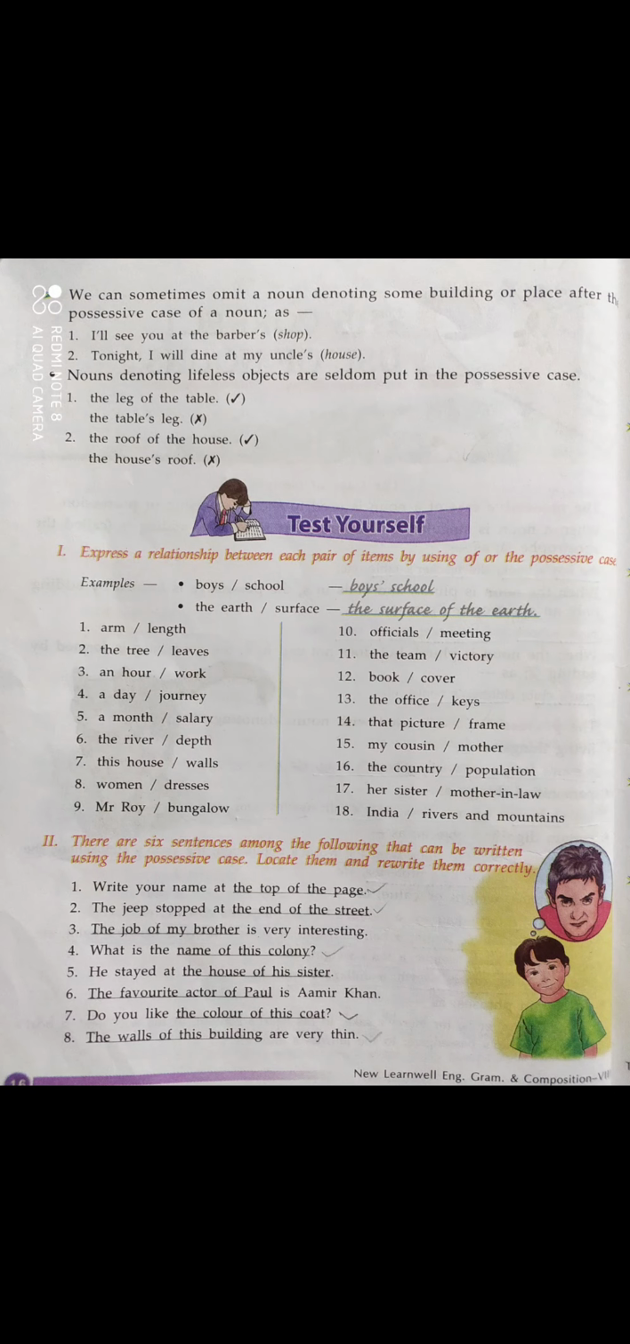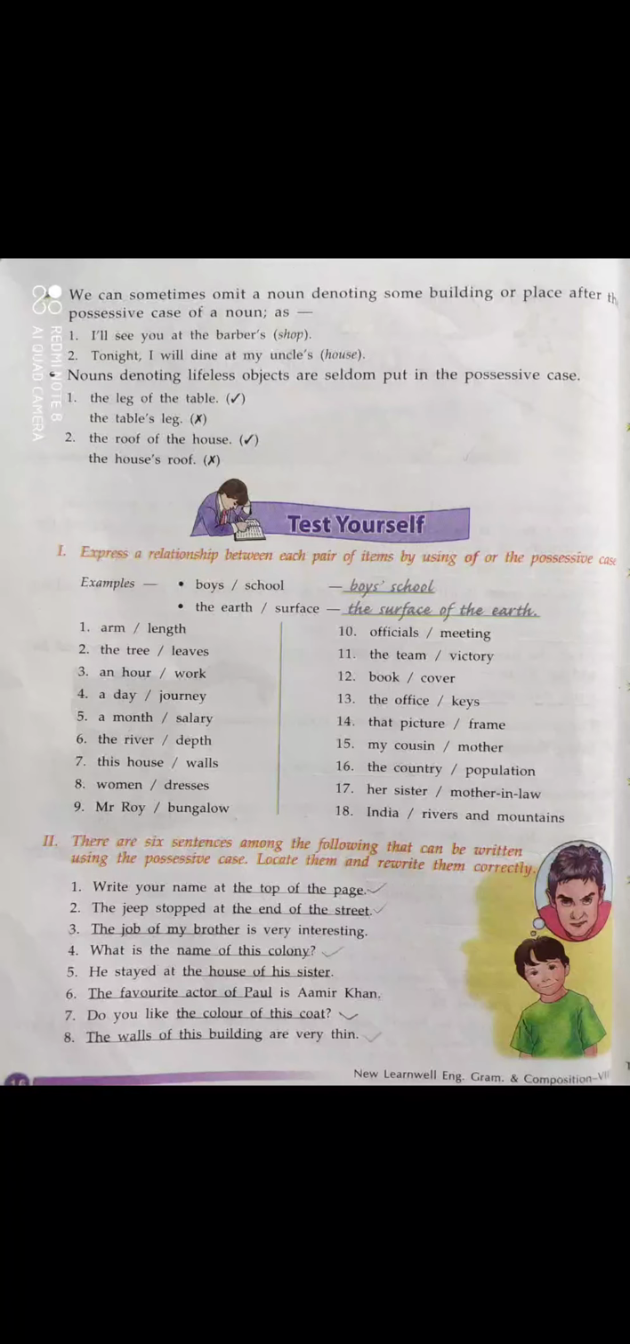Now the third one, an hour and work. Here it denotes time, so with time we can use the possessive case. So it is better to say an hour's work. A day and journey is also denoting time, and with time we can use the possessive case, so a day's journey. A month is also denoting time, so with month also we can use the possessive case, so a month's salary.